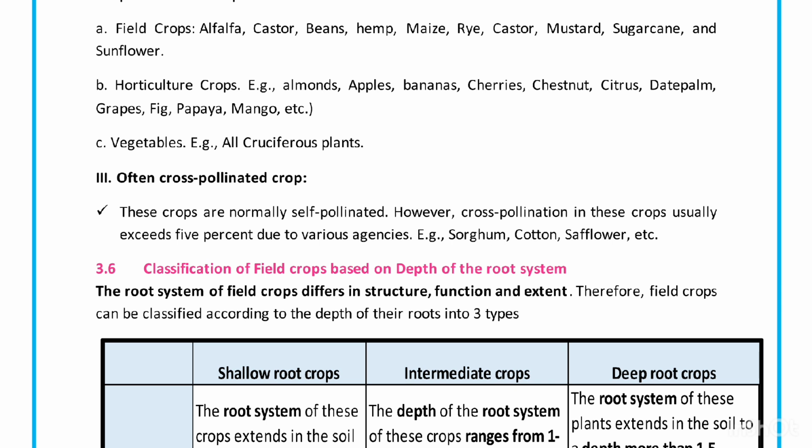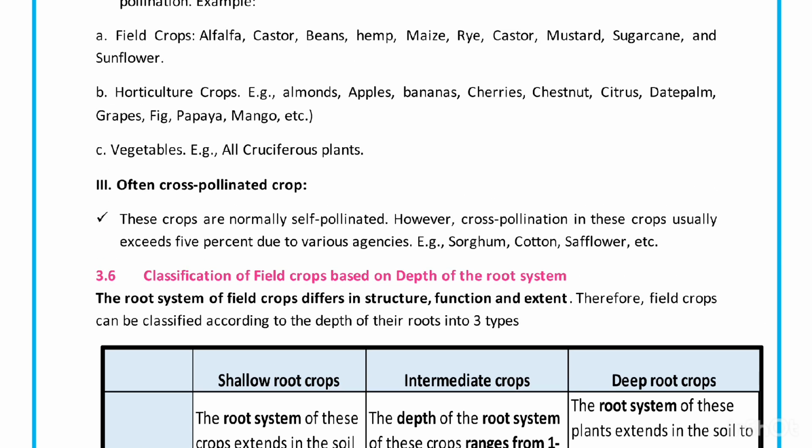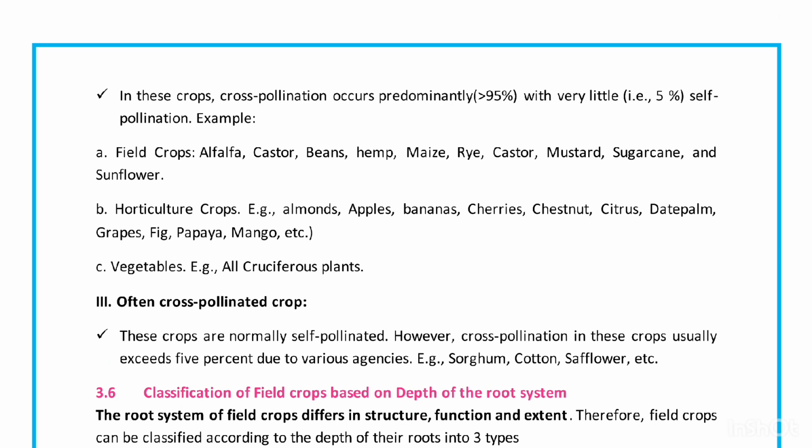Now, based on the availability of male and female flowers in a plant, we have two terminologies, that is monoecious and dioecious. Students, any crop that has both male and female flowers present in one plant is called a monoecious plant or crop. For example, let us take the example of maize. You might have seen a plant of maize.